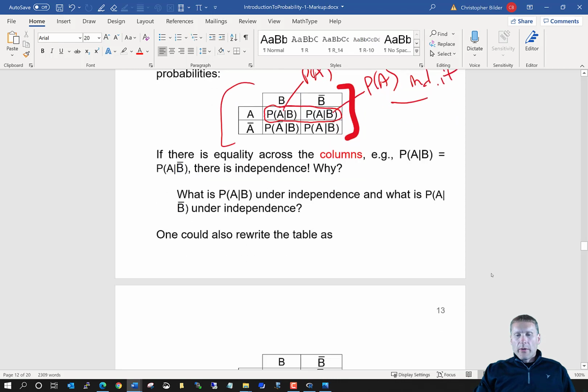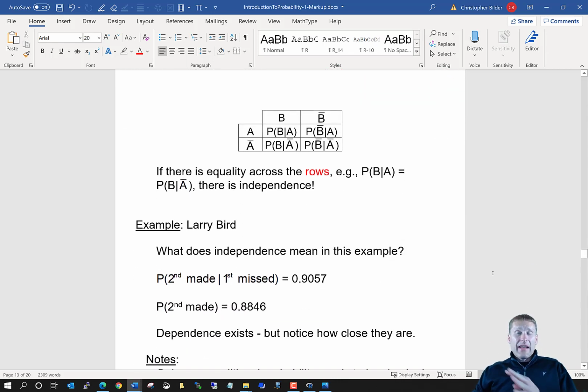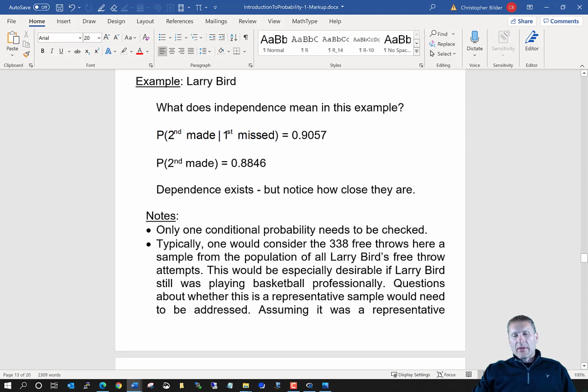Now we could also rewrite this in terms of probabilities of B given A or A complement, or also with the B complement too. And in this particular case, we have independence if we have equality across the rows. Note that in a simple 2x2 table setting such as this, if you have one, you're going to have the other as well.